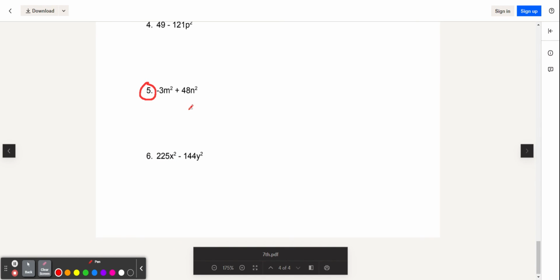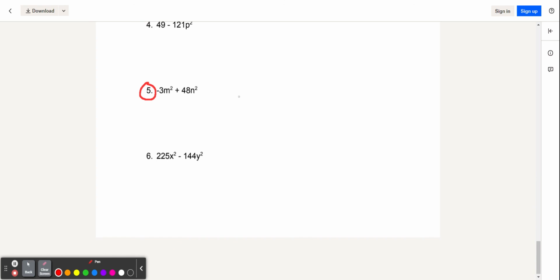5 is tricky. You'll note that there is a negative 3 here. And what do we know about negative numbers? Well, you can't square root them. They aren't a square of anything. So that might be puzzling. How do we solve this problem then if it isn't a difference of squares? Well, it kind of is. It's just being hidden.